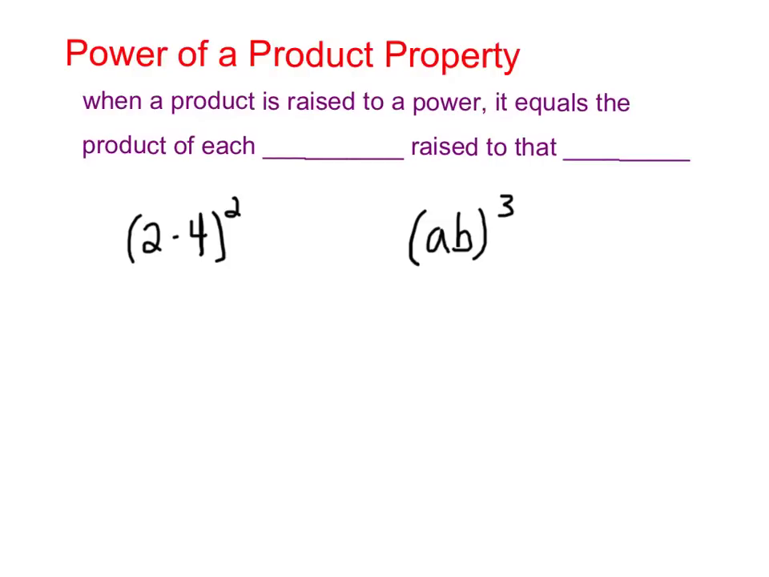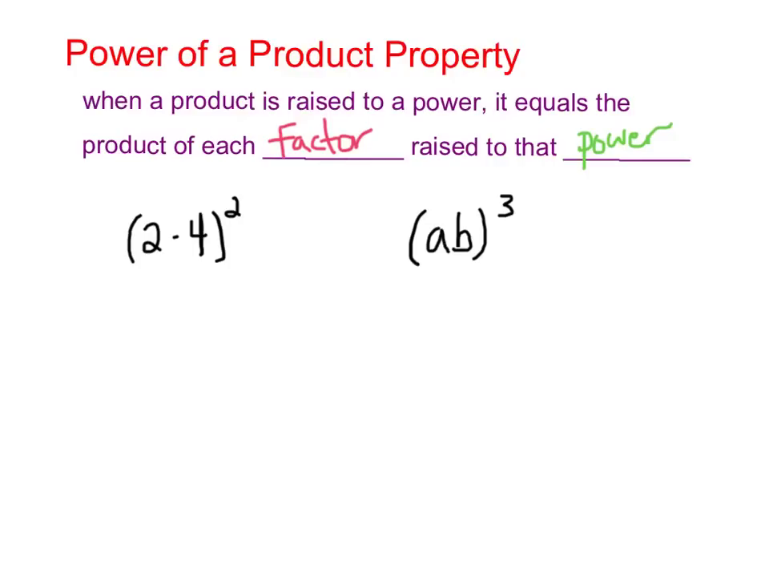Our last property is what they call the power of a product property. What this is saying is that when a product, or the multiplication of a couple of different things, is raised to a power, it equals the product of each, what we call factor, raised to that power. So we kind of touched on this before in our last section, and so we're going to go into why this really is.